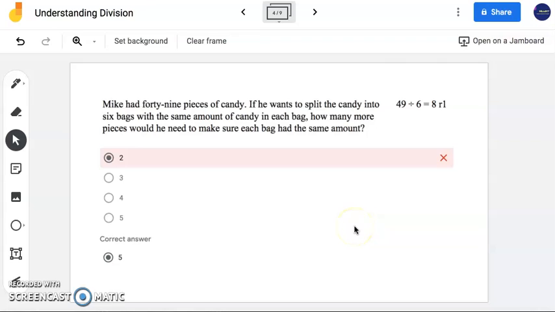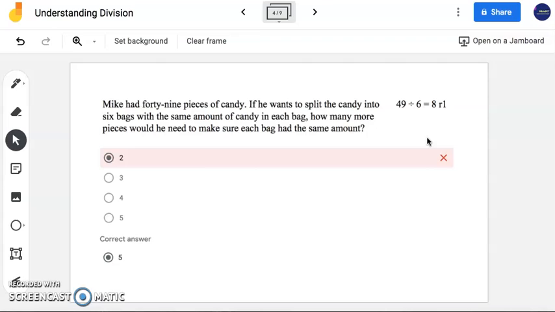In this problem, it says Mike had 49 pieces of candy. If he wants to split the candy into 6 bags with the same amount of candy in each bag, how many more pieces would he need to make sure each bag had the same amount? So in this problem, we did 49 divided by 6. We determined that Mike can have 8 bags with each bag having 6 pieces of candy. But we notice here that there's going to be 1 left over. So 1 piece of candy is not going to fit in any of those bags.